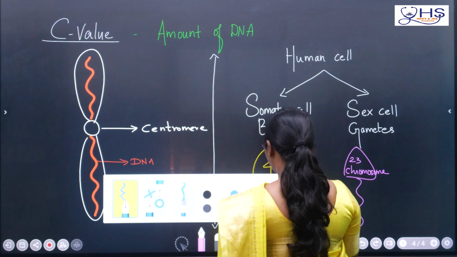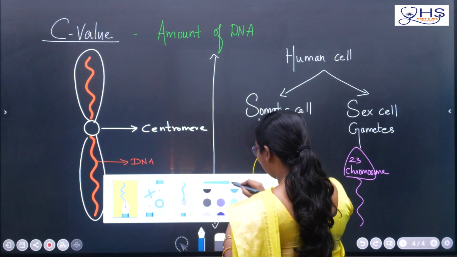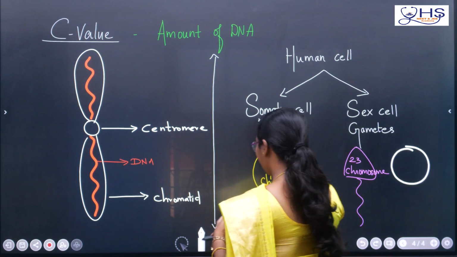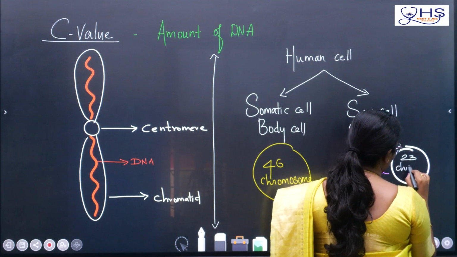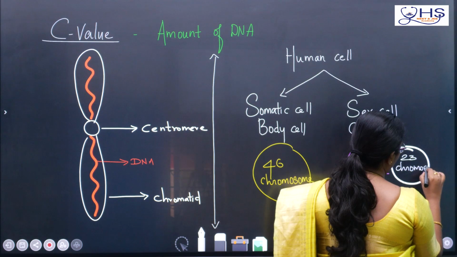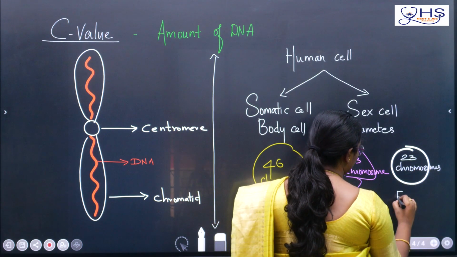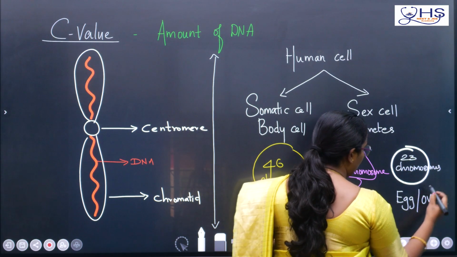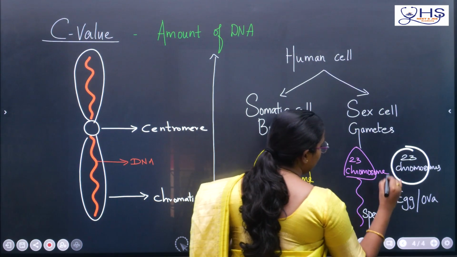If it is an egg, what color will we take for egg? Blue or white? Okay. If it is egg, how many chromosomes will we have? Same, 23 chromosomes. This is egg or ova. This is called sperm.